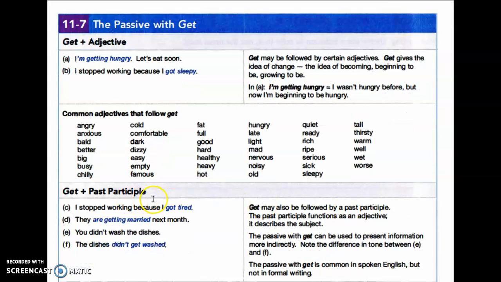And we can also have a past participle. I stopped working because I got tired. They are getting married next month. You didn't wash the dishes. The dishes didn't get washed.